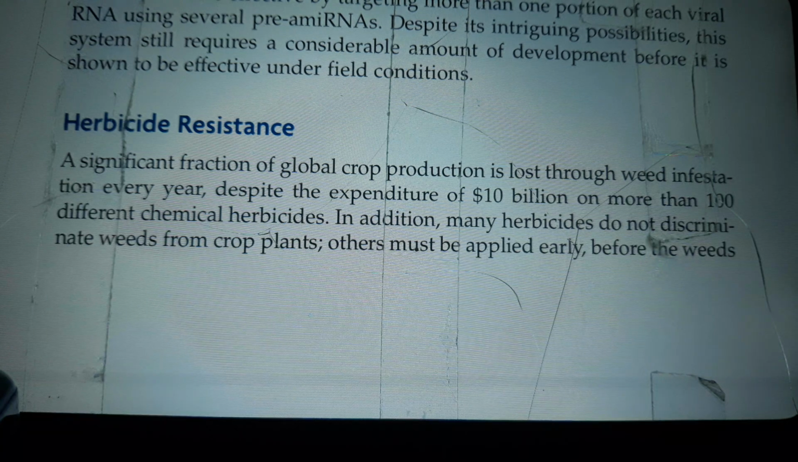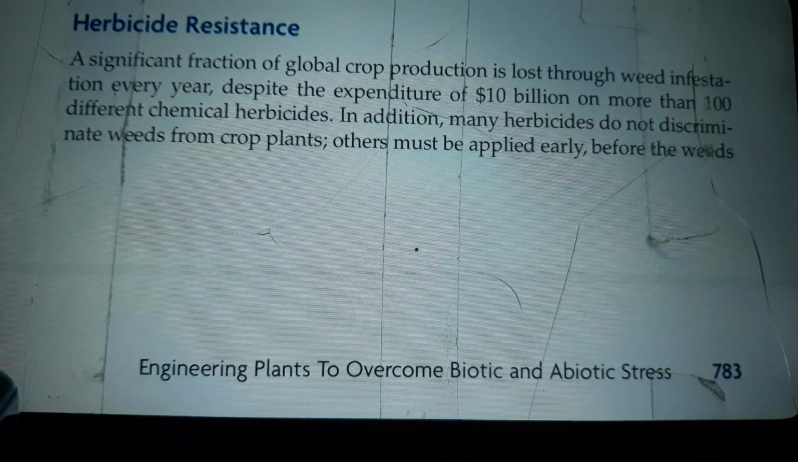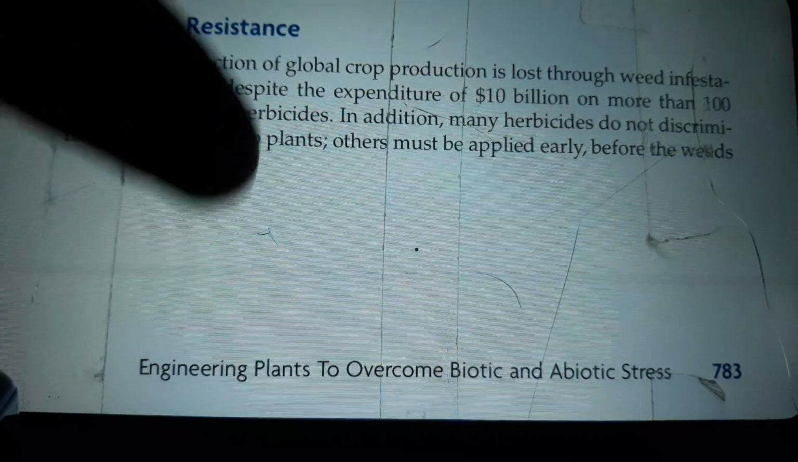A significant fraction of global crop production is lost through weed infestation every year, despite the expenditure of $10 billion on more than 100 different chemical herbicides. In addition, many herbicides do not discriminate weeds from crop plants. Others must be applied early before the weeds.